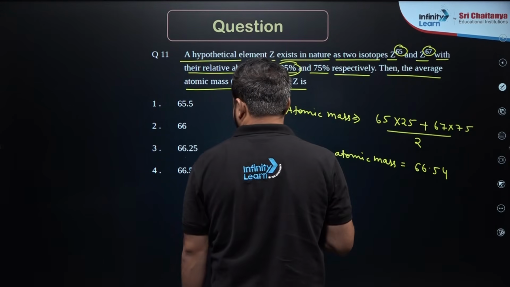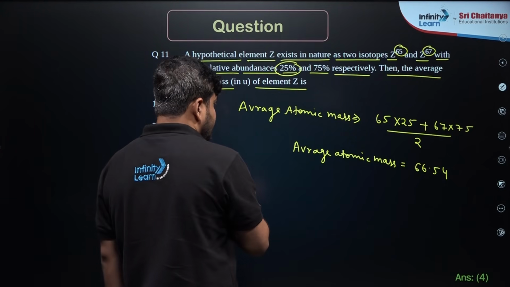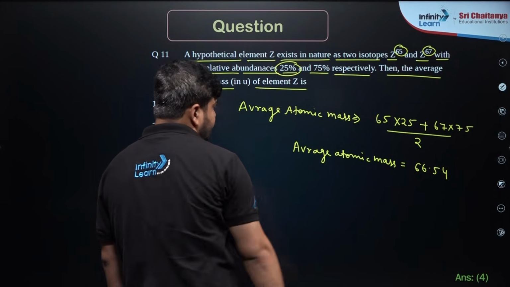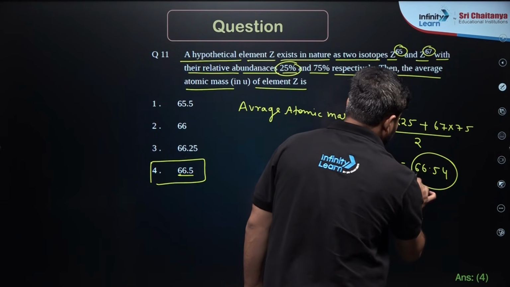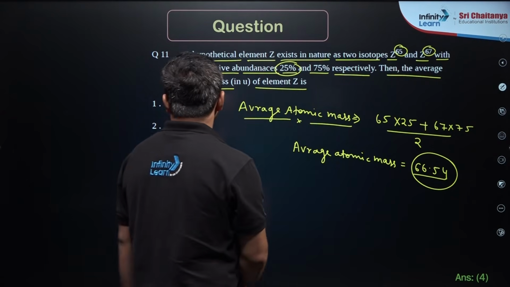So which one is the correct answer? If we check, option fourth, 66.5, is the correct answer. So this is the final answer. Like this we can calculate the average atomic mass without any problem.